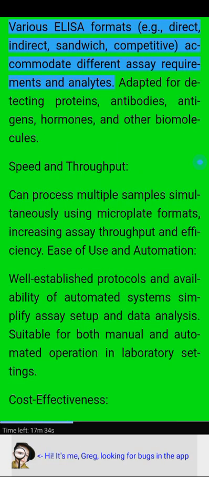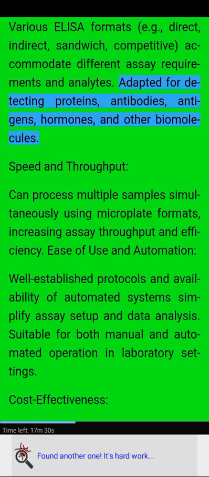Versatility. Various ELISA formats, e.g., direct, indirect, sandwich, competitive, accommodate different assay requirements and analytes. Adapted for detecting proteins, antibodies, antigens, hormones, and other biomolecules. Speed and throughput. Can process multiple samples simultaneously using microplate formats, increasing assay throughput and efficiency.